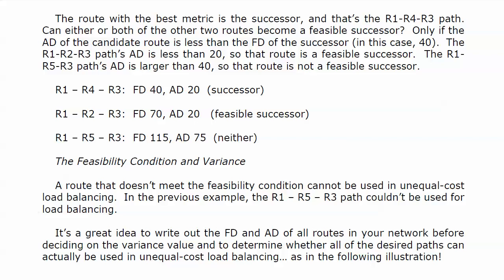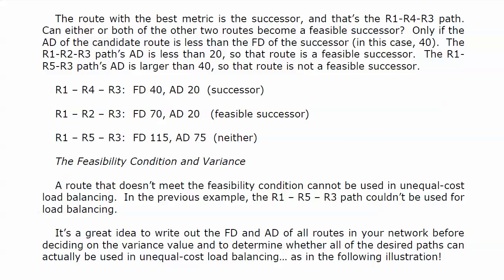Give that just a moment or two of thought, it makes perfect sense, right? Because what is the feasibility condition all about? The feasibility condition is deciding whether a path is valid and loop-free. And if a path fails the feasibility condition, it's because EIGRP suspects there might be a problem and there could be a routing loop. Well, if a path is failing that and may have a routing loop, we don't want to use it in any kind of load balancing. And in the previous example, that path 153 had an AD of 75, which was higher than the FD of the successor. It failed the feasibility condition and therefore can't be used for load balancing.